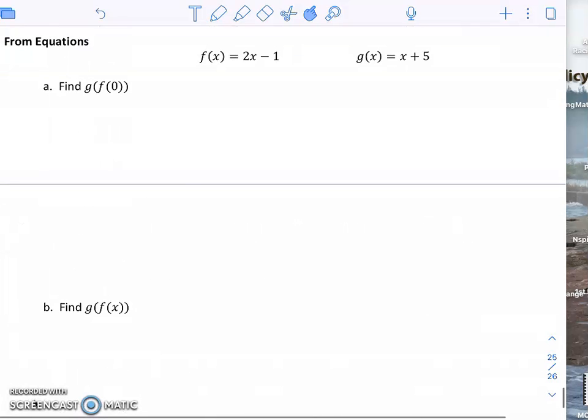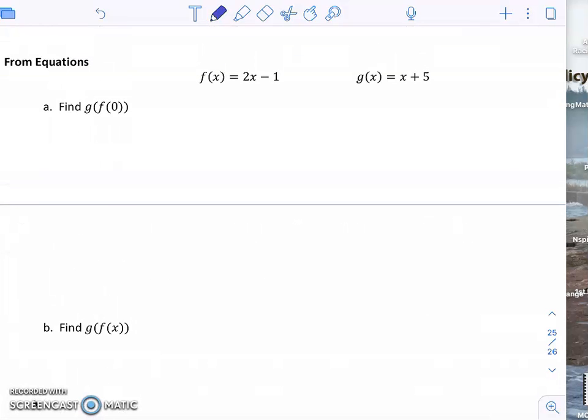And the last thing we're going to look at is equations. So we have our two equations. We do the inside first, f of 0. So that's 2 times 0 minus 1. So 2 times 0 is 0, minus 1 is negative 1. So this is really g of negative 1. Negative 1 plus 5 is 4.